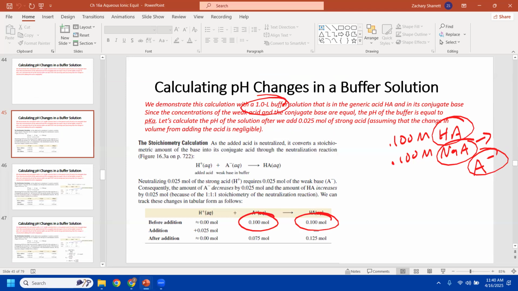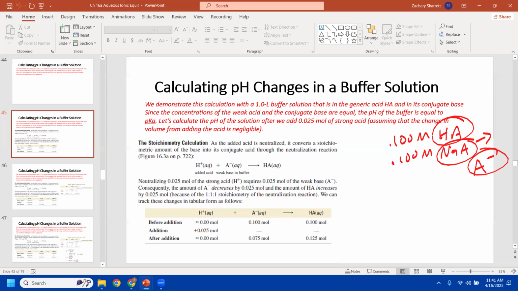Now the question's saying, what happens to the pH after 0.025 moles of strong acid is added? Okay? So if we start off with 0.1 moles of A minus and 0.1 moles of HA, and now we add in 0.025 moles of strong acid, what is going to get reacted? Robert.